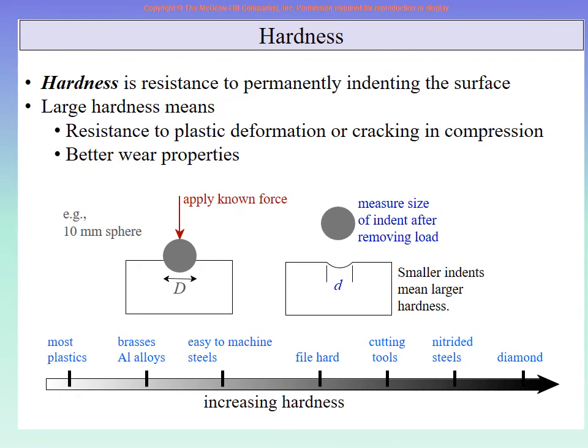This is hardness, right? So hardness is the resistance to permanently indenting the surface, and large hardness means large resistance to plastic deformation, right? And better wear properties. The word wear, W-E-A-R, is very important in engineering. What is wear? In normal English, you say, I am wearing a shirt. I am wearing a dishdash, right?